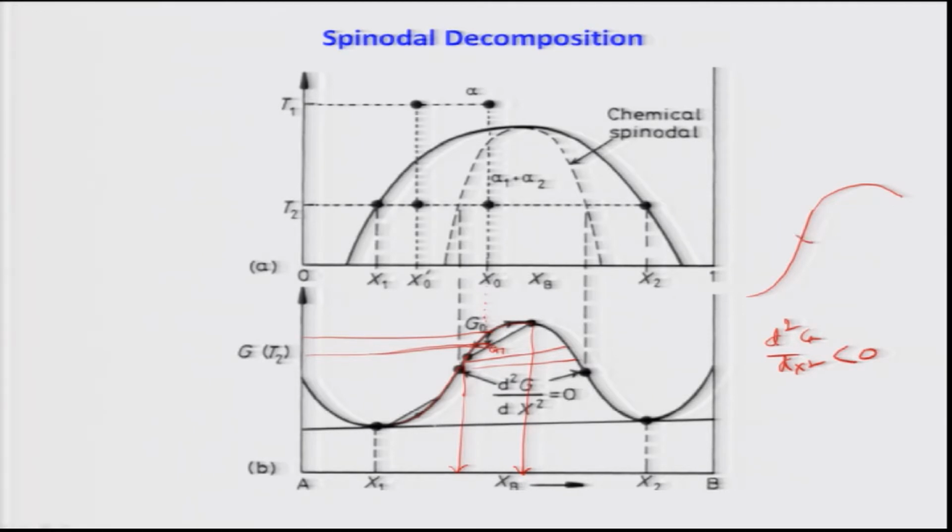What is an inflection point? An inflection point is where the curvature is changing. The curvature is always given by the double derivative. You know, the slope is given by the single derivative, and the double derivative tells you the curvature. So, as you see here, the curvature is changing from negative to positive.